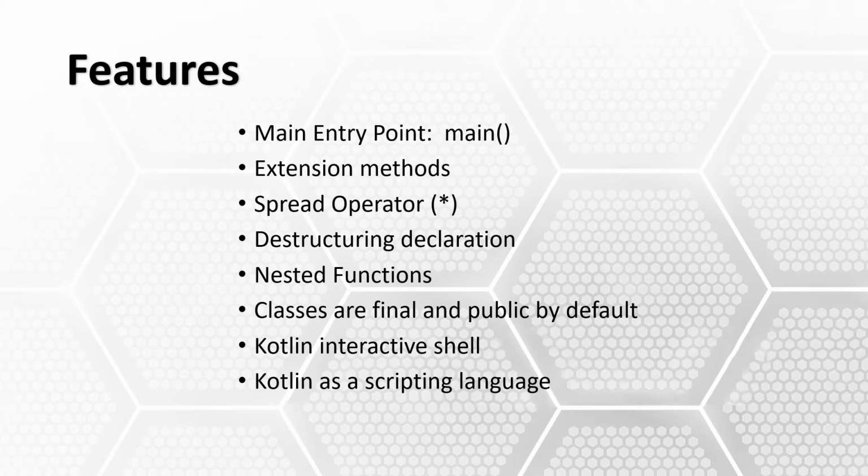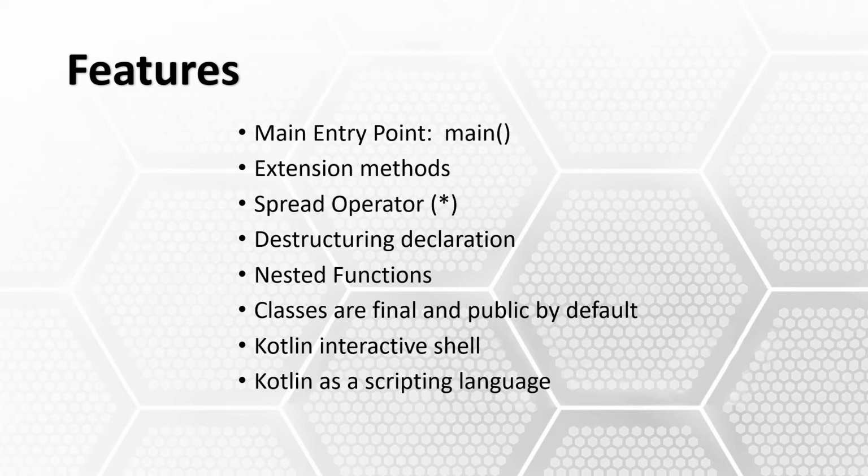Unpack arguments with the spread operator, asterisk. It unpacks an array's content as comma separated arguments to a function. Then we have destructuring declaration that decomposes an object into multiple values at once. For example, a key value pair, where you can treat key and value differently. Nested functions, that means you can write a function within a function.